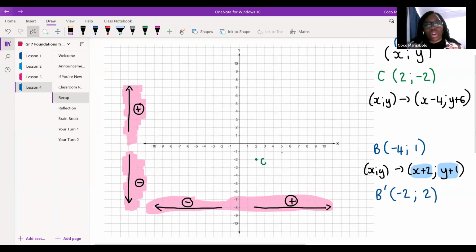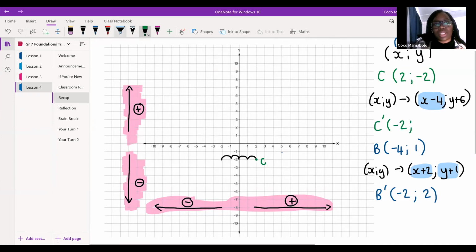All right, you're going to walk me through this. Are you ready? Yes, ma'am. All right, good. So our rule says x minus 4. Where are we moving? To the left. Good. How many times am I moving to the left? 4 times. Excellent. So we're going to go 1, 2, 3, 4. What is my new x coordinate for C prime? -2. Excellent, you're doing so amazing.